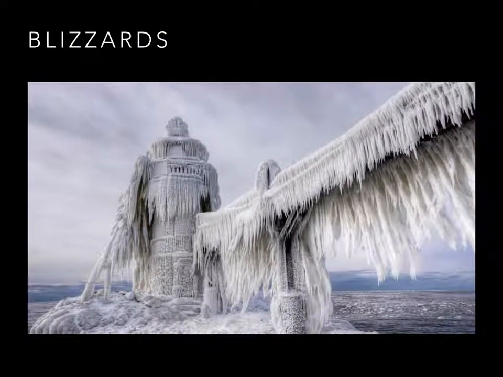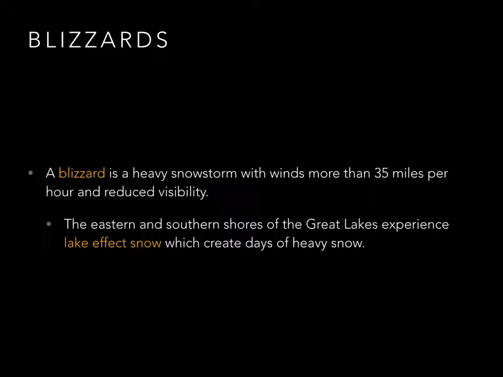Blizzards. A blizzard is a heavy snowstorm with winds more than 35 miles per hour and reduced visibility. On the eastern and southern shores of America's Great Lakes, these areas experience lake effect snow, which can create days of heavy snow. The moisture in the lakes is picked up into the atmosphere, forms snow, and the snow is dumped onto the land areas.